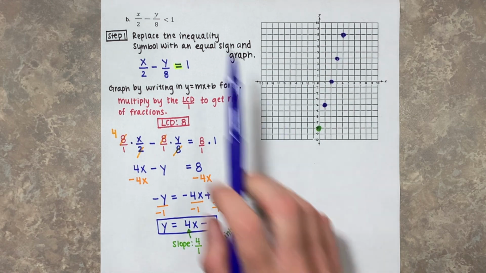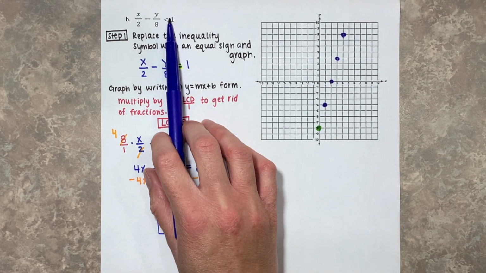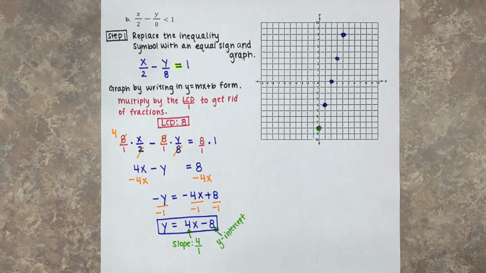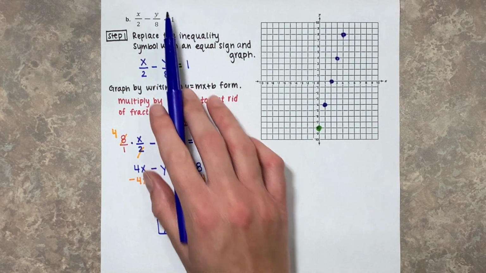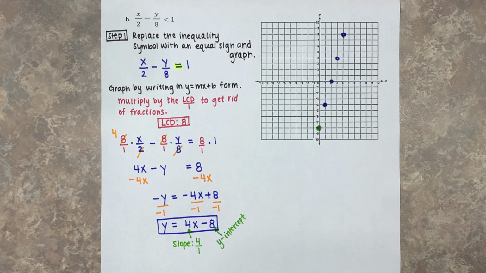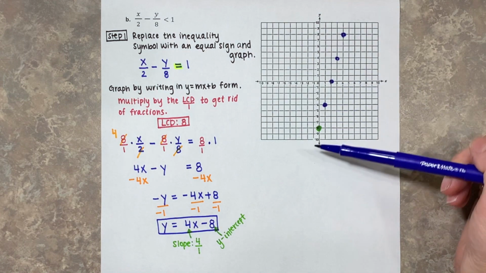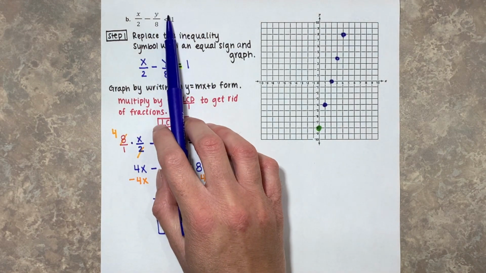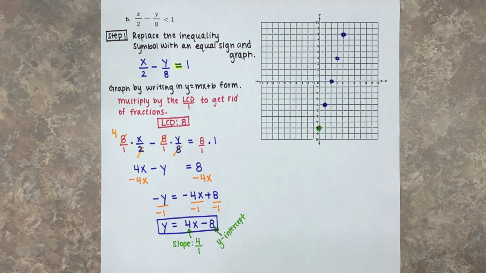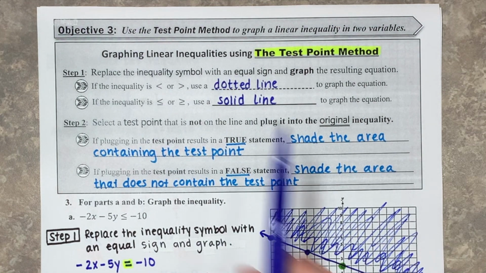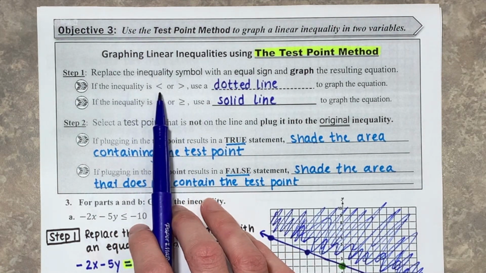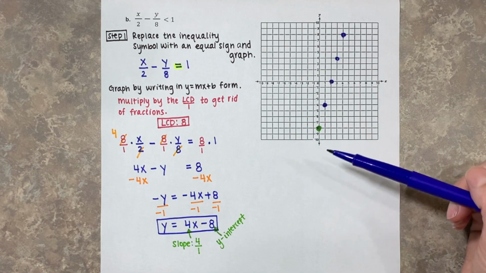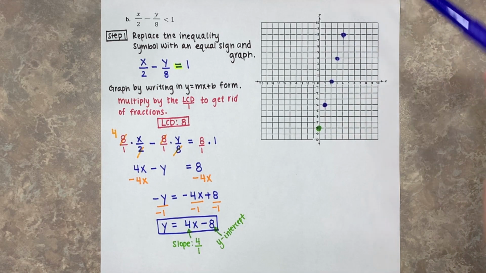Now, if the original problem had an equal sign in it, we know we always just connect the dots with a solid line. But if the original problem has an inequality symbol, we always have to pause and ask ourselves, do we connect the points with a dotted line or a solid line? Let's see, we have a less than symbol here. So let's look back at our notes. We said if the inequality is a less than symbol, use a dotted line. So let's connect these points using a dotted line.